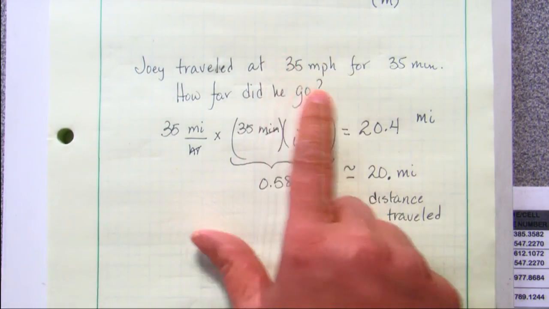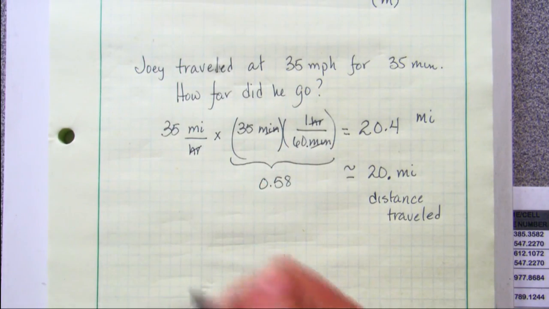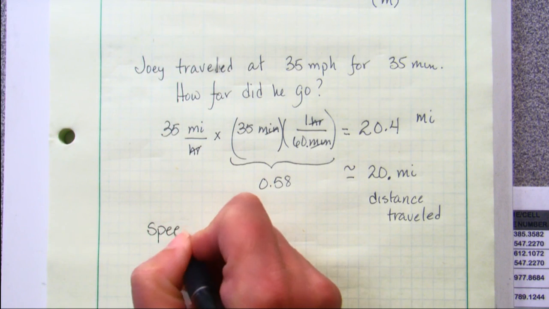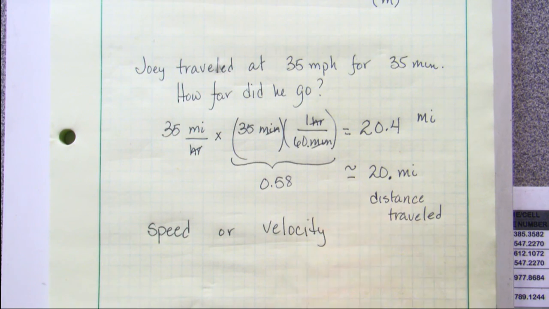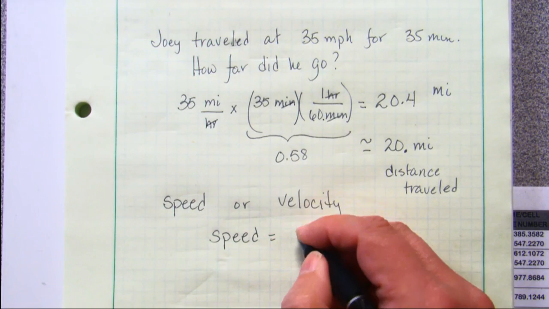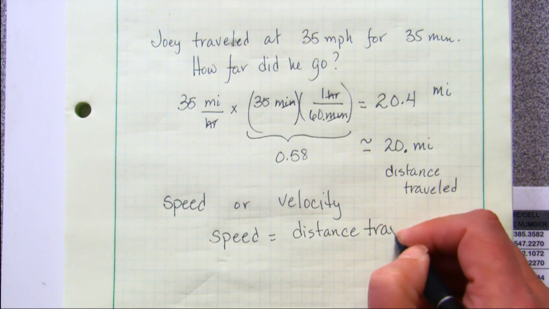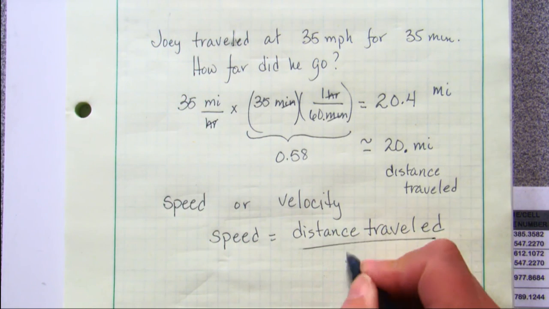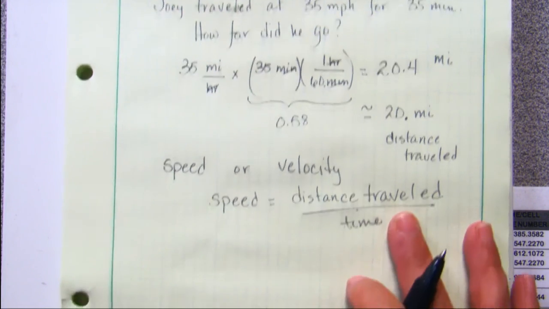But we want to look at this 35 miles per hour, right? Because we know that that could be a speed or a velocity. Speed is distance traveled divided by the time. And we can look at it as an instantaneous value as well, but that's what speed is. But velocity is something a little different.